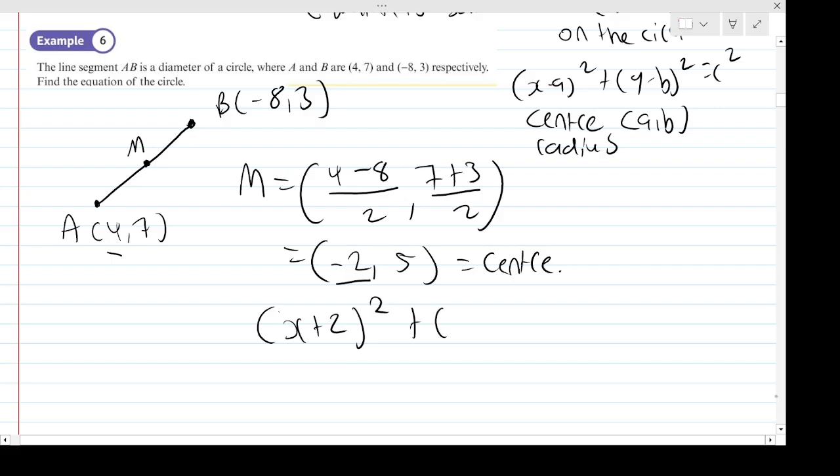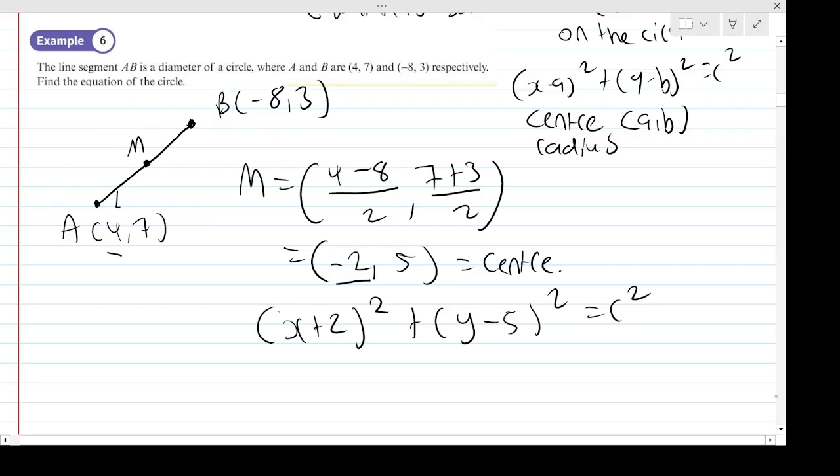Then I have plus y, and it's 5 at the centre for y, so it's going to be minus 5, all squared. And that's going to be the radius squared. Well, we need to work out the radius, don't we? We're given a diameter, aren't we? We know that the diameter is double the radius.